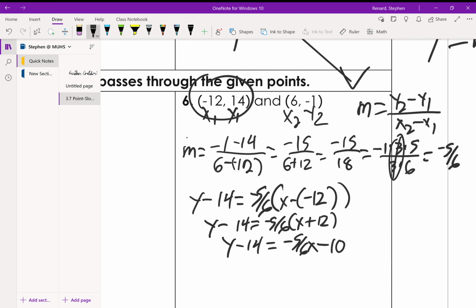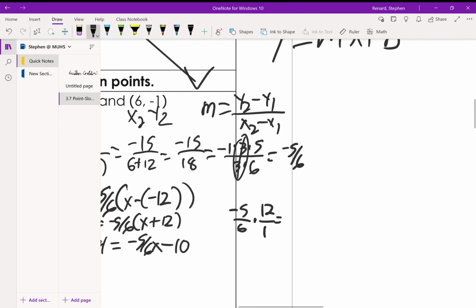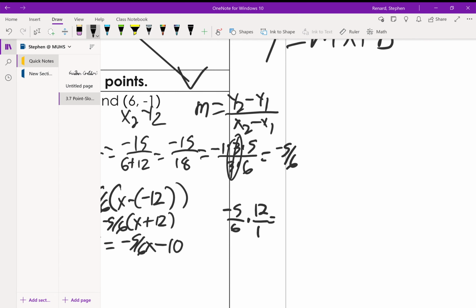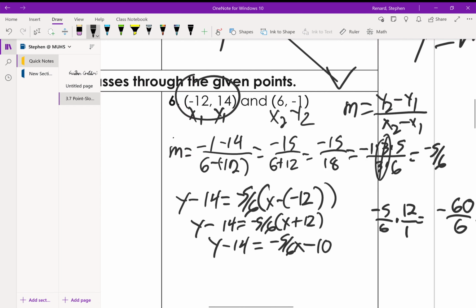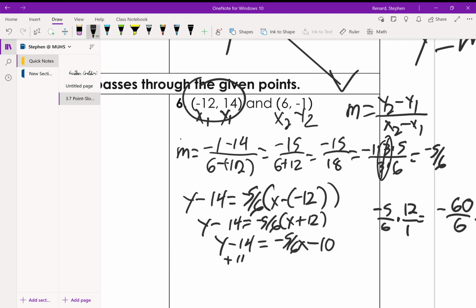Where did I get the negative 10? Well, I went negative 5 over 6 times 12. That turns into 12 over 1. When we multiply fractions, we multiply across. So that gives me negative 60 over 6, or negative 10. And then add 14 to both sides, back over here. I get my answer of y equals negative 5 over 6 x plus 4.